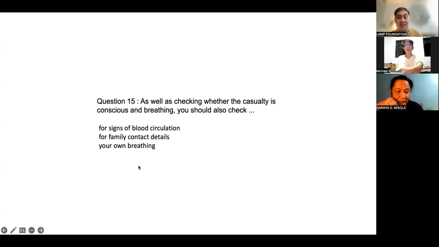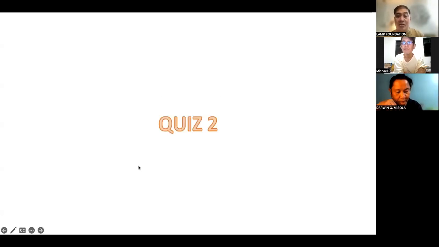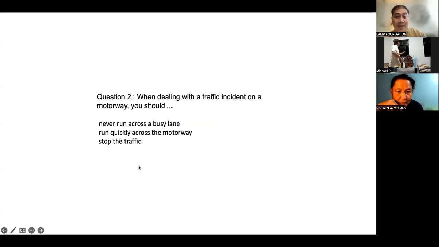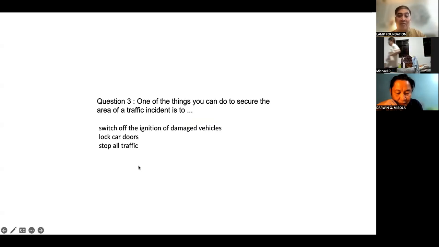Good. If while driving, you are the first person to arrive at a traffic accident, you will need to park your vehicle safely away from the accident, and you will need to switch on hazard light. Good. When dealing with a traffic incident on a motorway, you should never run across a busy lane. Okay. One of the things you can do to secure the area of a traffic incident is to switch off ignition of damaged vehicles. Bakit?